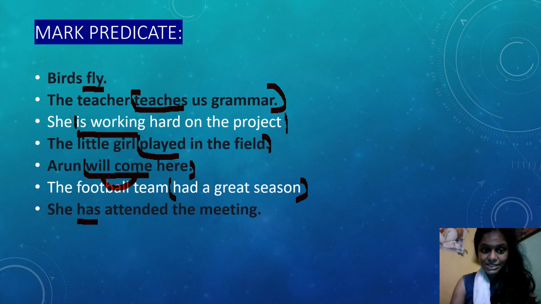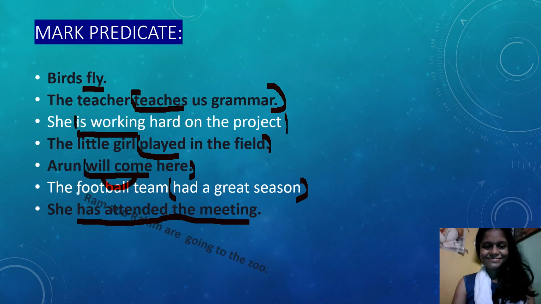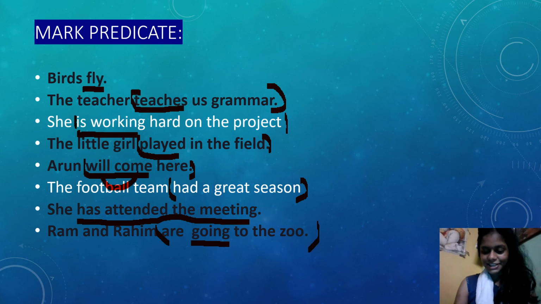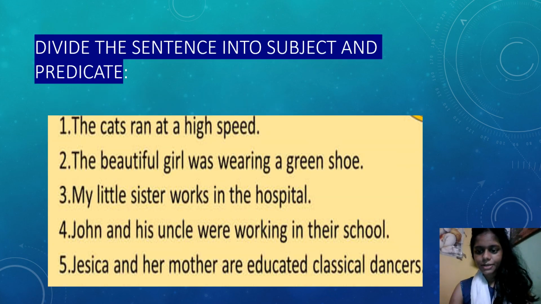So "attended" is showing the action, but this main verb goes with the helping verb "had." So "had attended the meeting" is your predicate. Now next example, "Ram and Rahim are going to the school." Going is showing the action, and along with this action word, where is the helping verb? Are. So "are going to the school" is your predicate. See, separately we came to know about the subject and separately we mark the predicate.